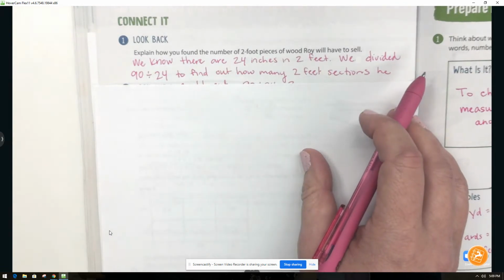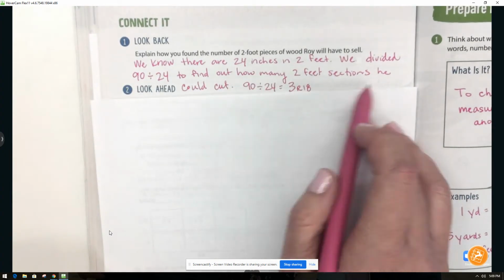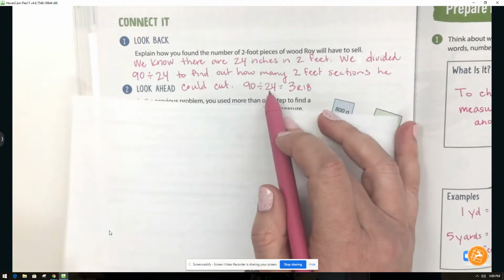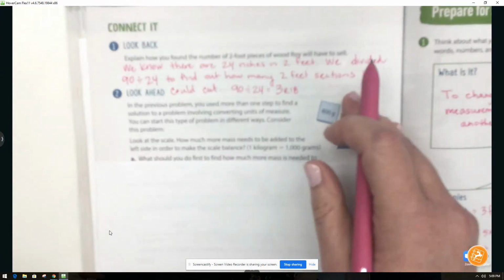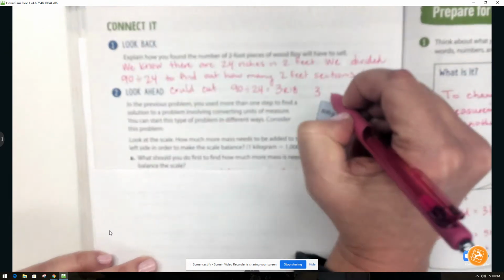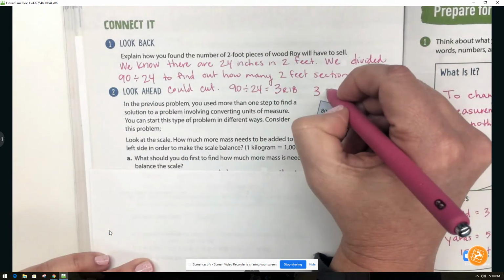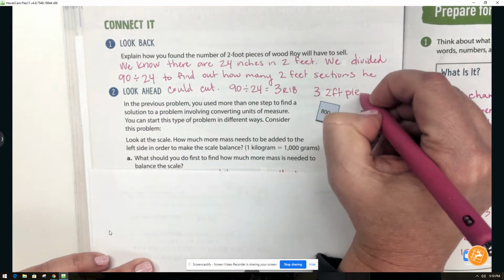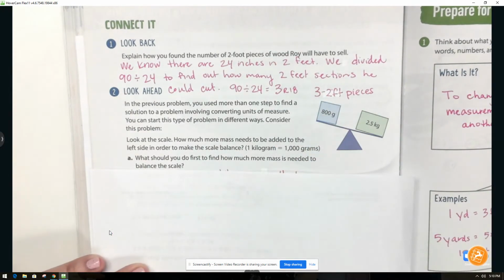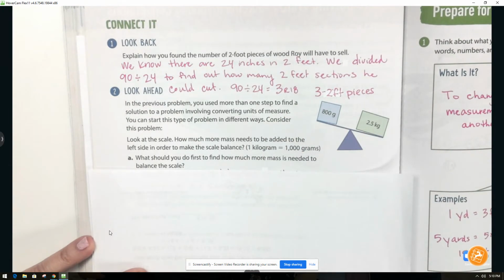We divided the 90 inches by 24 inches to find out how many 2-foot sections he could cut. And when we divided 90 by 24, we got 3 remainder 18. So we know he could cut 3 2-foot pieces, because remember that 18 inches left over was not enough to cut another 2-foot piece.